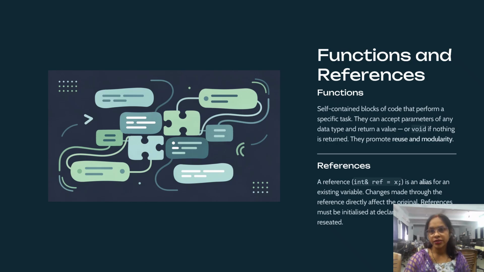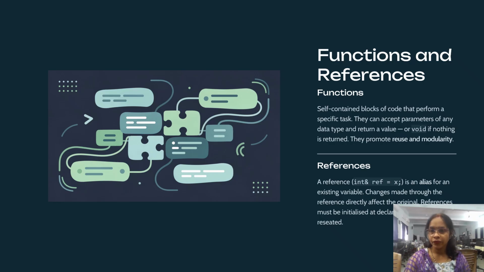Now the functions and references. Functions are reusable blocks of code that perform a specific task. They can accept parameters of any data type and return a value, or void if nothing is returned. They promote reuse and modularity. Advantages of functions are that they avoid repetition, improve modularity, increase readability, and can accept parameters and return values or void. Functions are very important in structured programming.